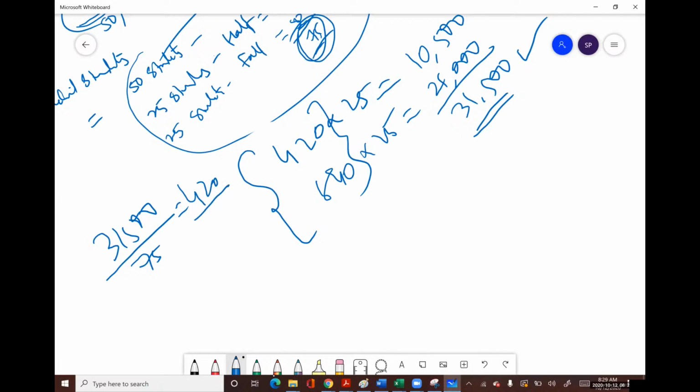420. So this is equivalent of what? 75 is equivalent of half students. That's what I was asking you, Nitya. 75 is what? 75 is equivalent to half students. Guys, are you getting it or not? Sudipta, makes sense?